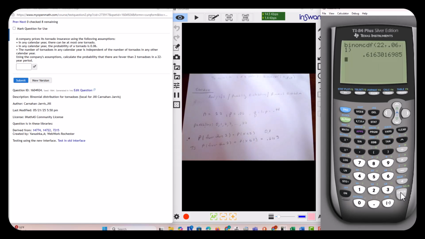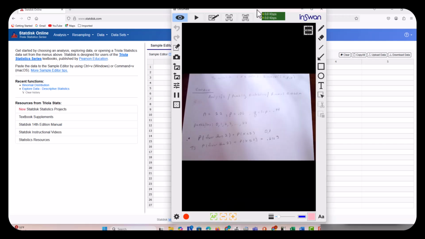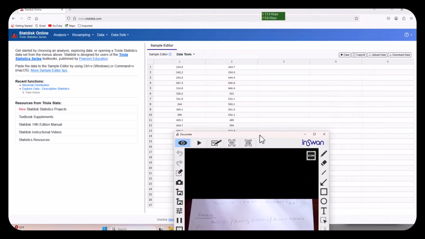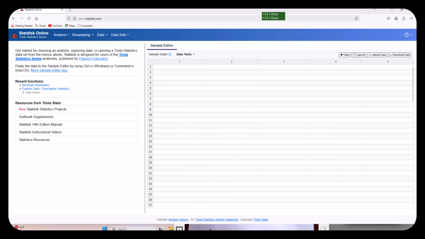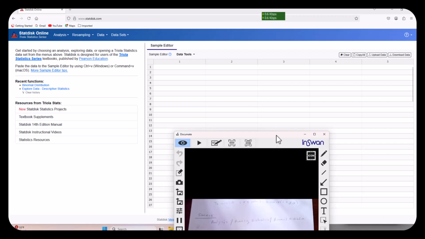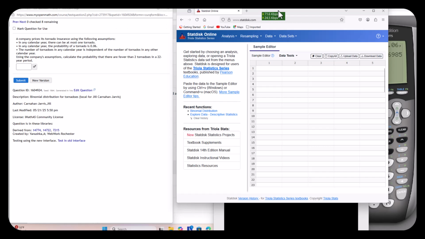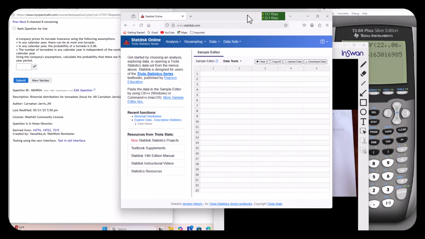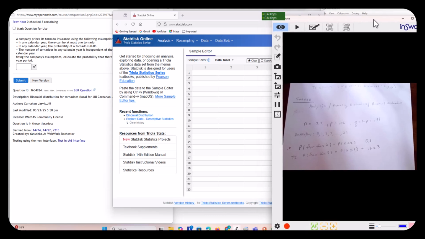Okay, so now let's go to StatDisk. Let me pull up StatDisk, and let me get my document camera up here. I've got some stuff in StatDisk, so I need to clear it. Oh, don't lose my document camera. I can probably put these side by side here, hopefully. I maybe lost that one. Okay, don't want to do that.